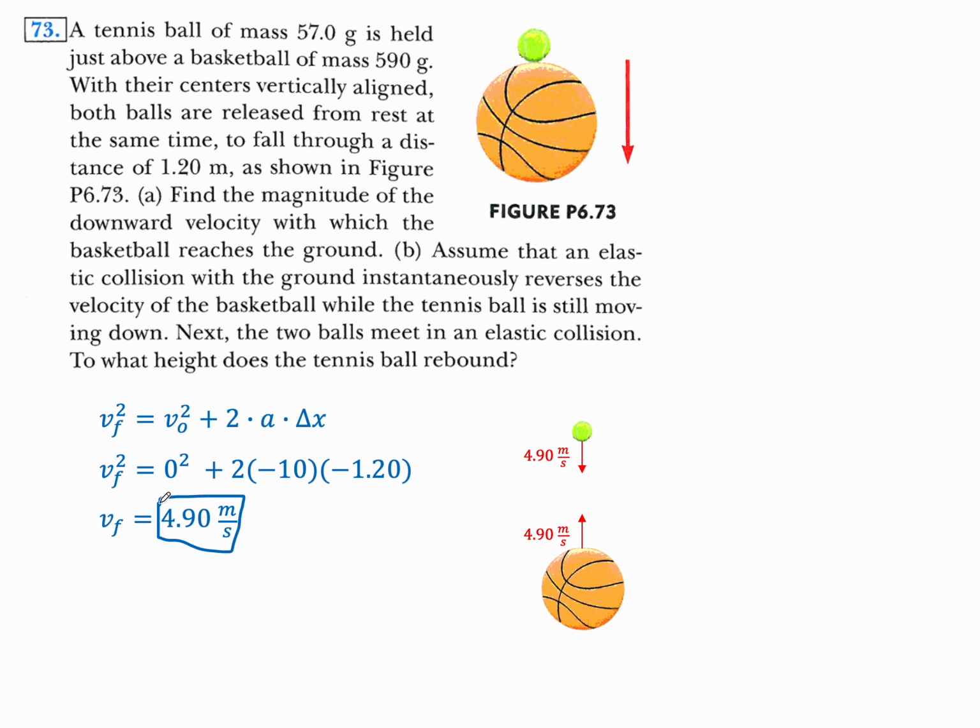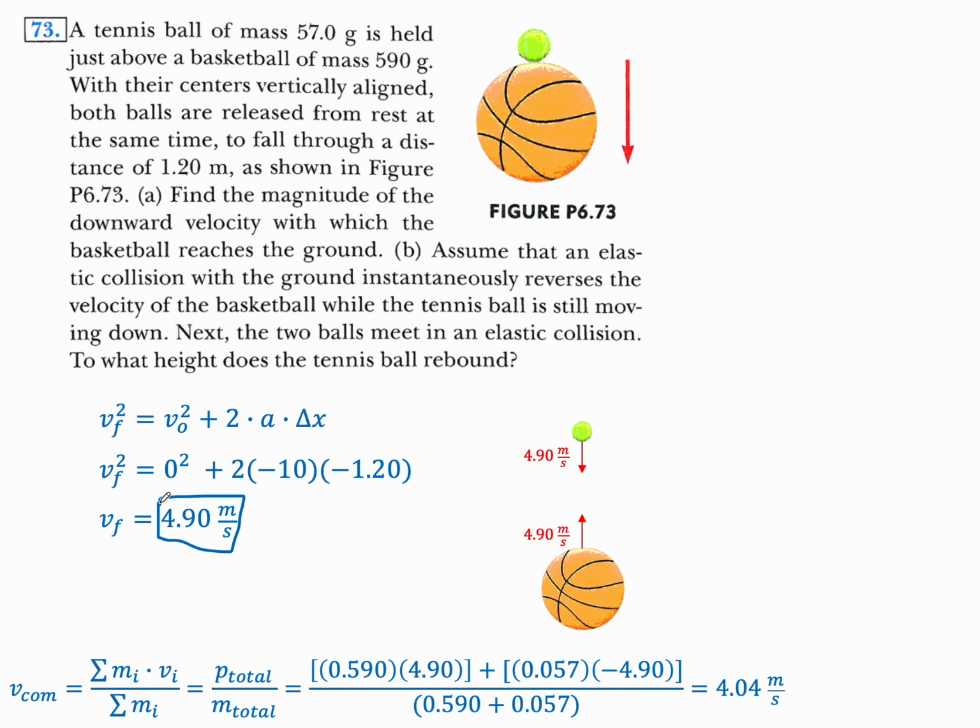To do elastic collisions, we could do the simultaneous equations with conservation of momentum and conservation of kinetic energy, but I'm going to do the velocity of the center of mass because it's just so much easier. Plugging that in real quick, velocity of center of mass is total momentum divided by total mass. In this case, the center of mass is going to be moving upward at 4.04 meters per second.